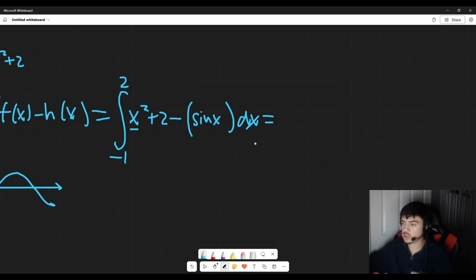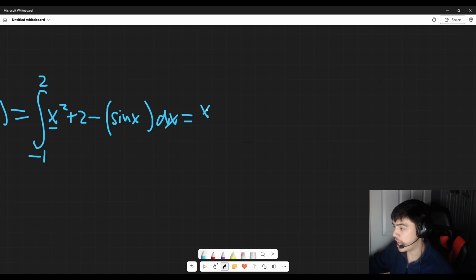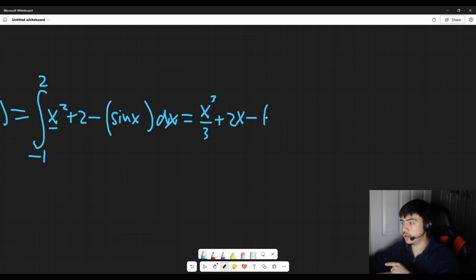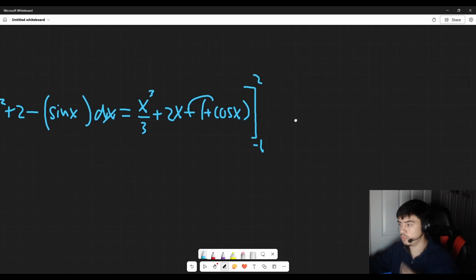So first term, x squared, reverse power rule. We add 1 to the exponent, divide by the new exponent. And for the 2, we're just going to add an x, 2x, right? Because the derivative of 2x is 2, so that's why it's 2x. Then minus, and remember, the antiderivative of sine is negative cosine. And since we have a negative and a negative, these turn to positives, right? We can FOIL that in, it becomes a positive. And then we need to go ahead and evaluate this from -1 to 2.